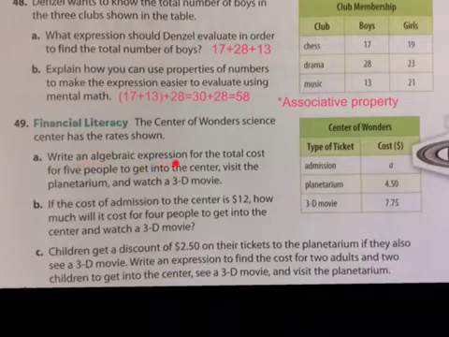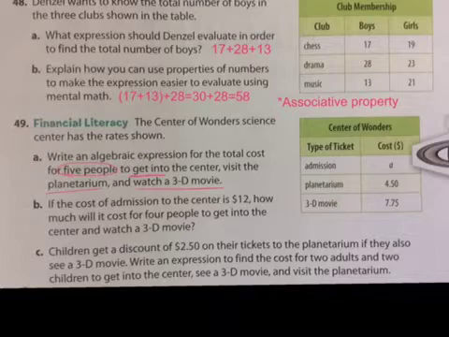Write an algebraic expression for the total cost for 5 people to get into the center, visit the planetarium, and watch a 3D movie. So we want 5 people to enter the center, to enter admissions, to visit the planetarium, and to watch the 3D movie. So all 5 people are going to do all 3 things. Well, so how could we write it? I would definitely write a 5 personally, knowing that 5 people want to do all 3, right?